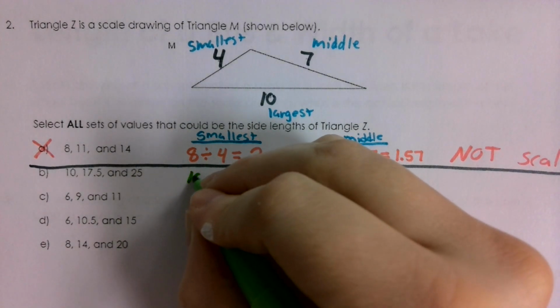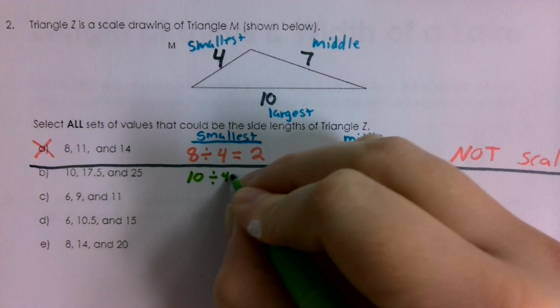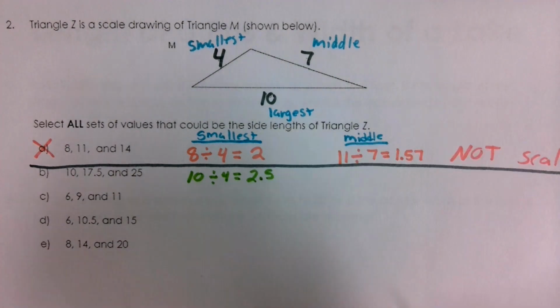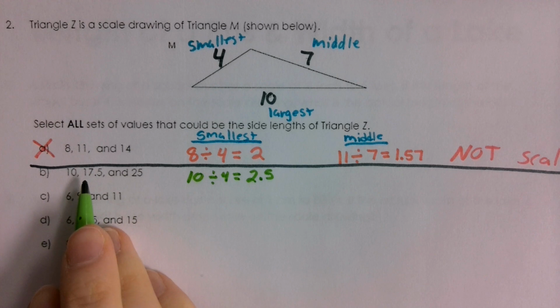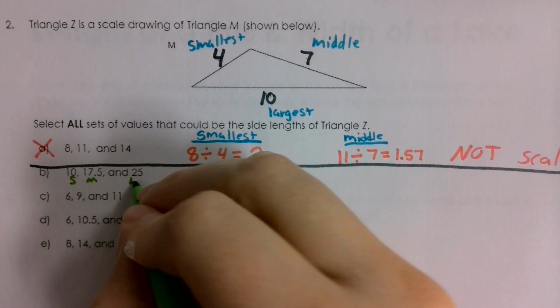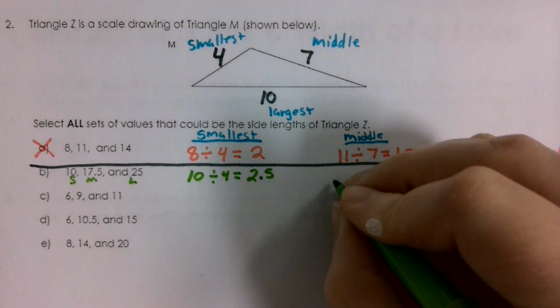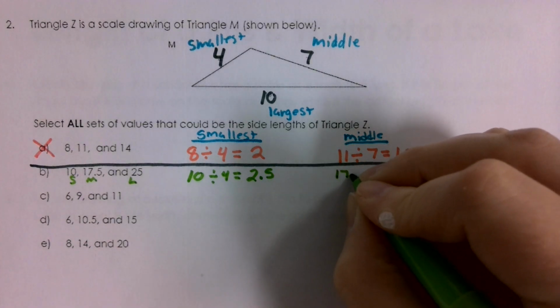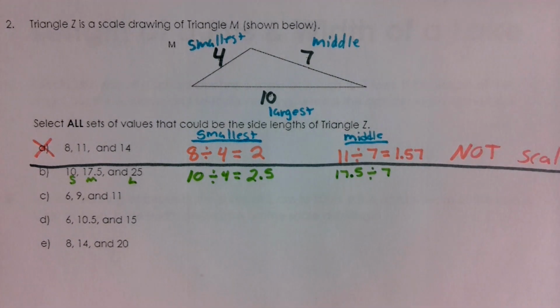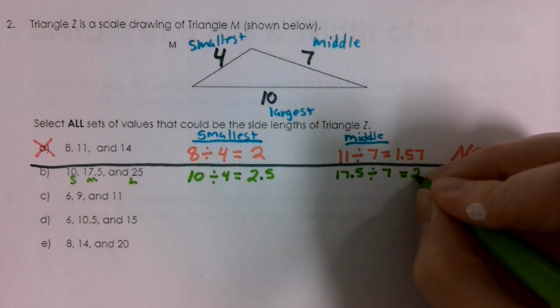10. So we're going to take 10 and divide it by 4. 10 divided by 4 is going to come out to 2.5. The middle, right? This is the small, this is the middle, this is the large. We're going to take the middle. The middle is 17.5. We're going to divide it by the 7. And that comes out to 2.5.